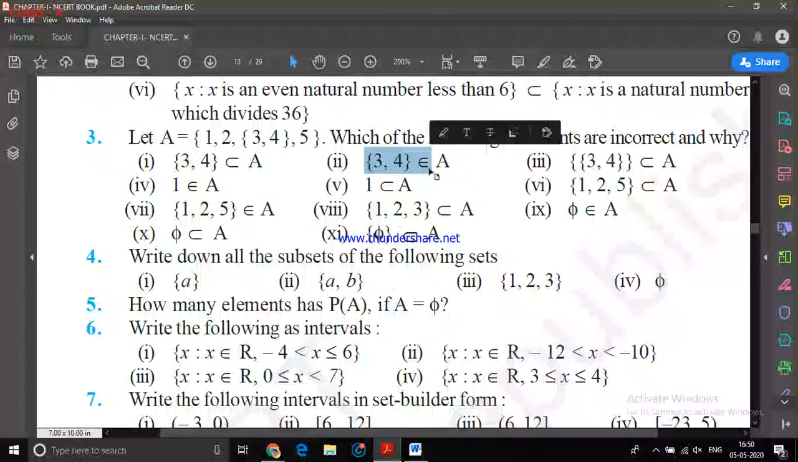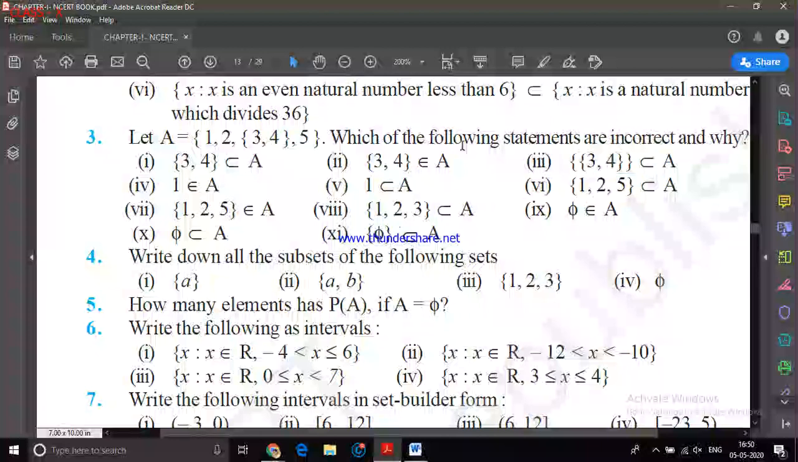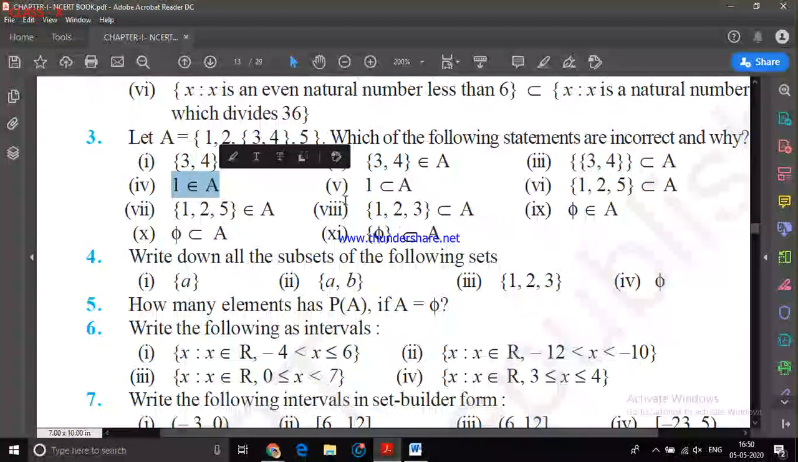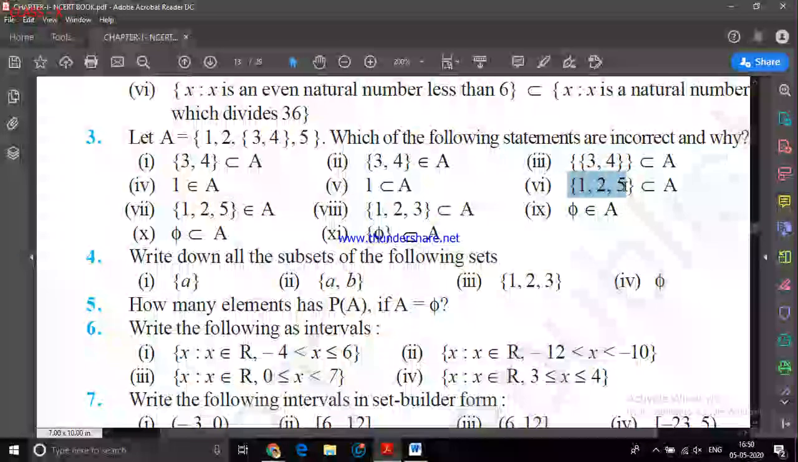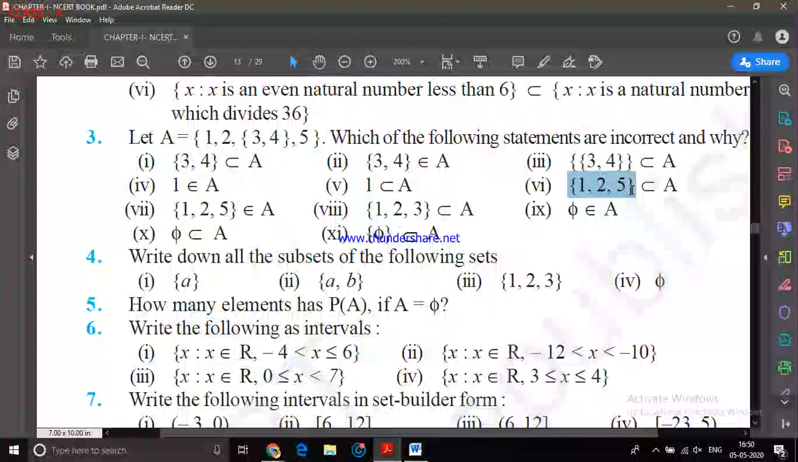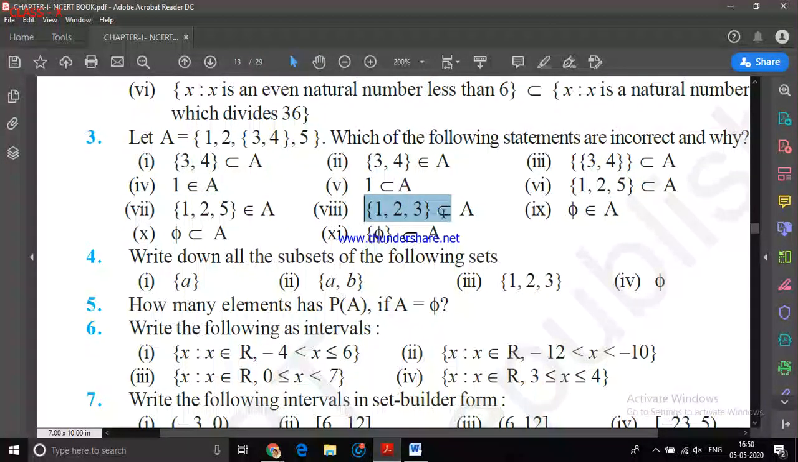3, 4 belongs to A. It is correct. Here also they kept two curly brackets, is a subset of A. This is also correct. 1 belongs to A. Correct. 1 is a subset of A. Wrong, because it's not in the curly brackets. Curly bracket 1, 2, 3 is a subset of A. Correct. And {1, 2, 3} belongs to A. It is wrong. And {1, 2, 3} is a subset of A. This is also wrong. It's not a subset of A because 3 is not an element of A.